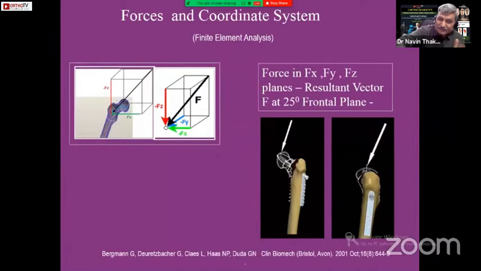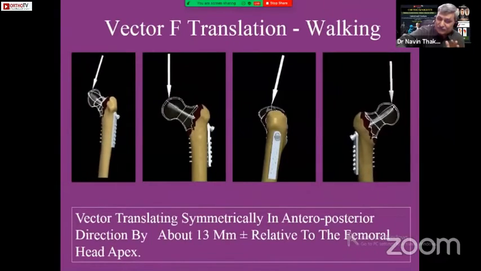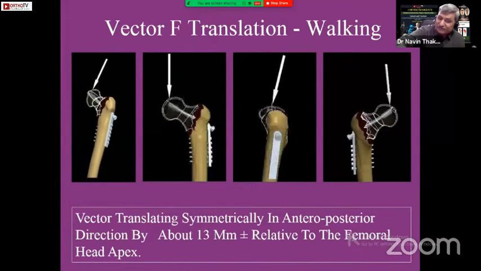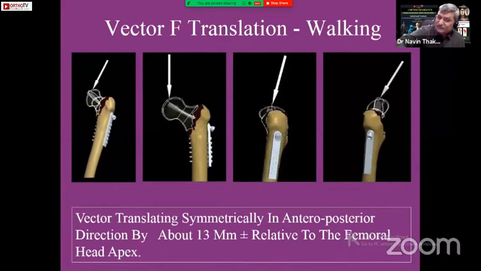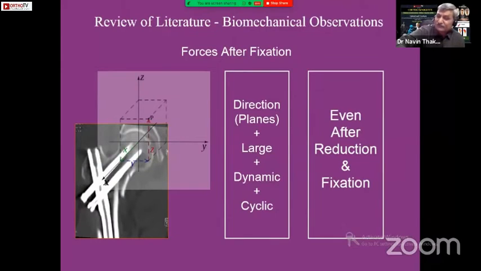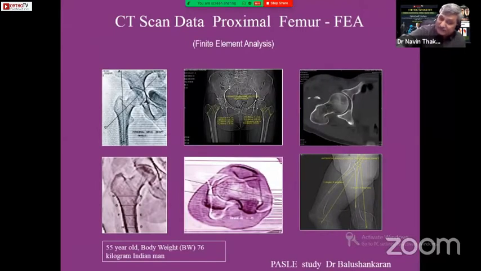This is the study, and the forces are dynamic. It is not a static force. Many times we do not understand these dynamic forces, where in the anteroposterior direction there is a vector translation. When the hip flexion and extension is occurring, a rotation is also occurring there. So even after the reduction, there are large forces, and they are dynamic and cyclic in nature.